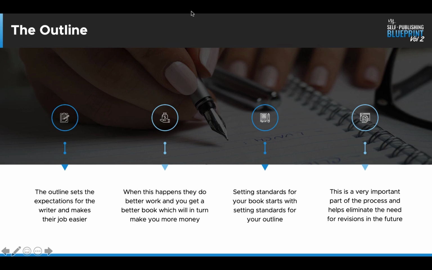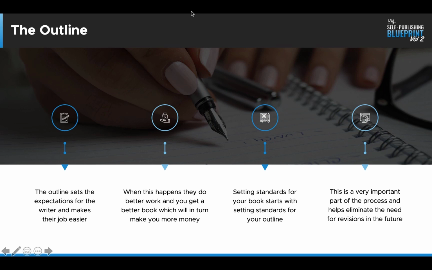We want to do all of the research, find out what customers are looking for, what they like and what they don't like about other books, what type of information are they desperately needing. And we want to put this into an outline and give it to the writer and say, I want you to write a book exactly about this. When this happens, they do better work and you get a better book, which in turn makes you more money.